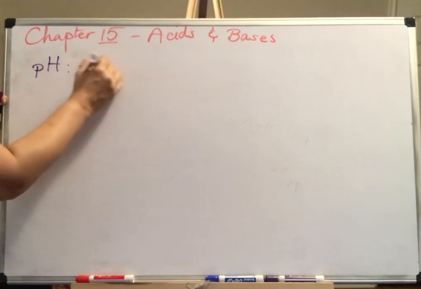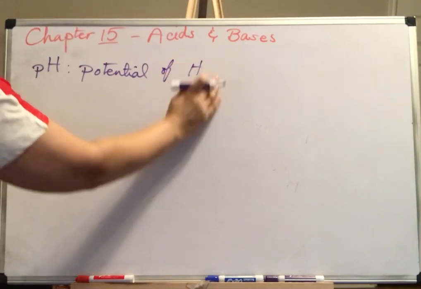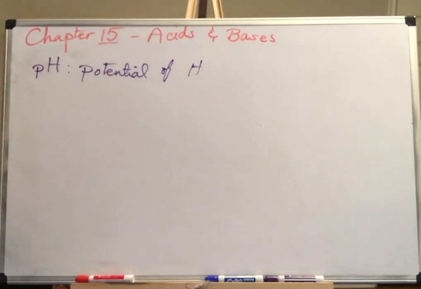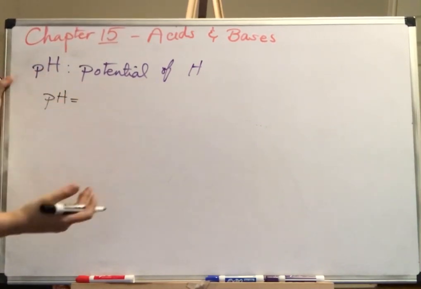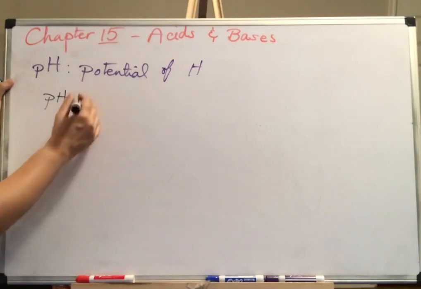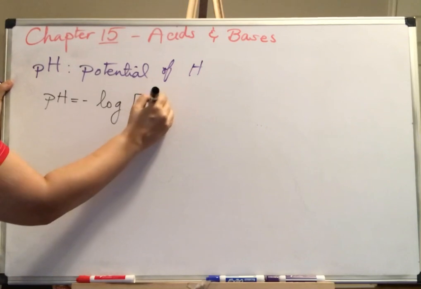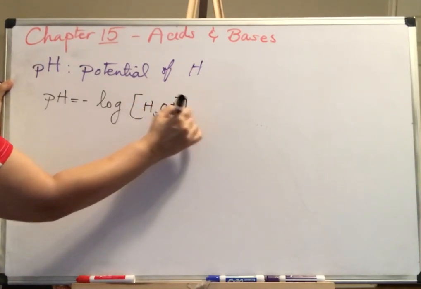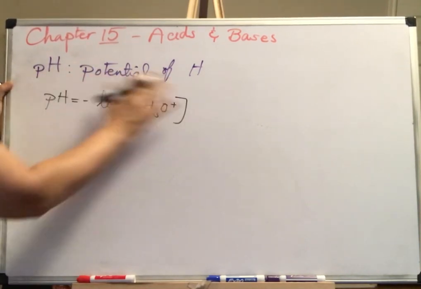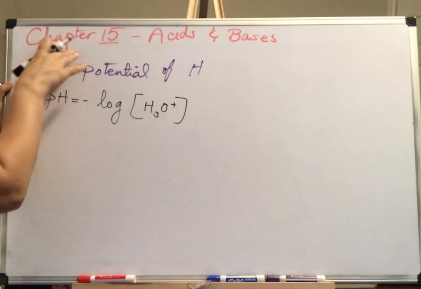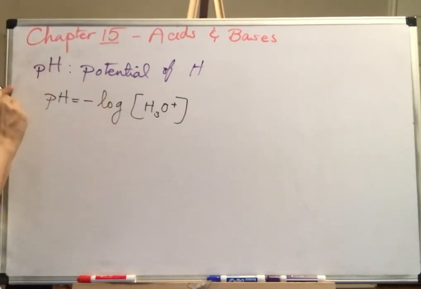pH is potential of hydrogen. Potential of hydrogen, pH. P of everything in math is minus log of that, right? So P of hydrogen ion is the minus log of that hydrogen ion. You remember that at the beginning of this chapter I told you hydrogen ion and hydronium ion are the same. So this is another formula that you need to work on. Again, it will be given in the exam, but you are supposed to know how to work with it.